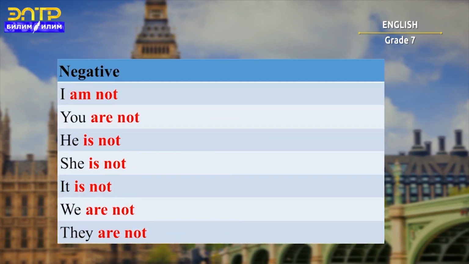To form negative sentences, we add the word not after the verb to be. I am not. You are not. He is not. She is not. It is not. We are not. They are not.